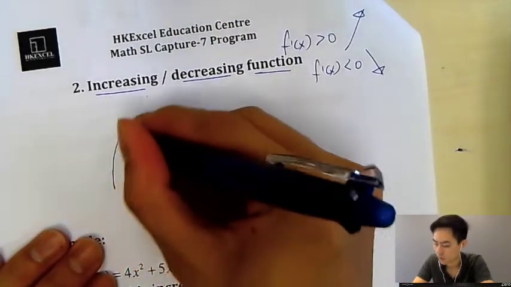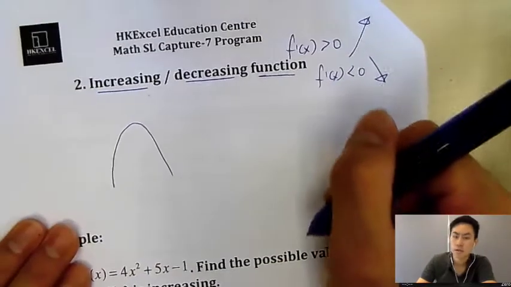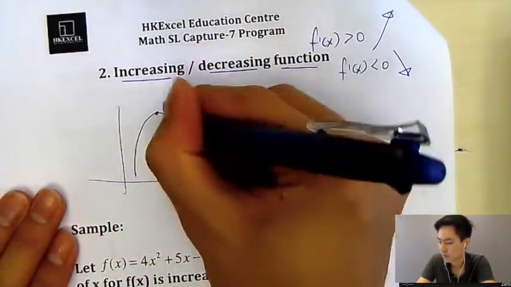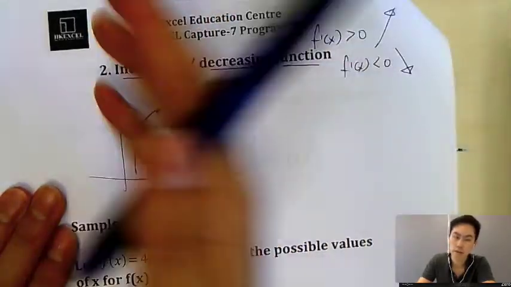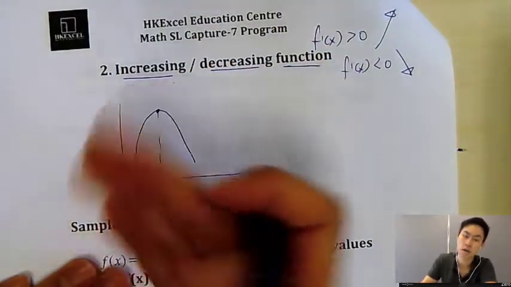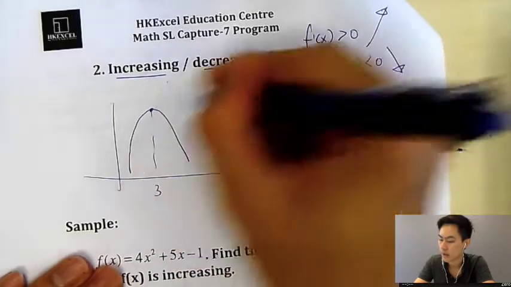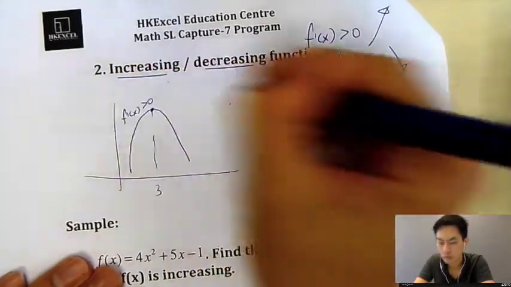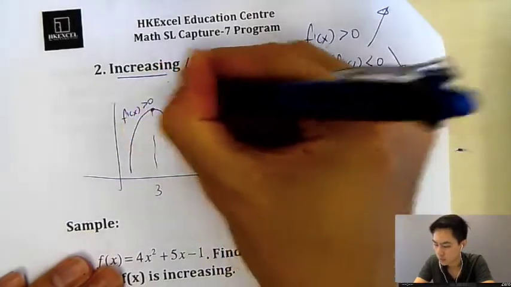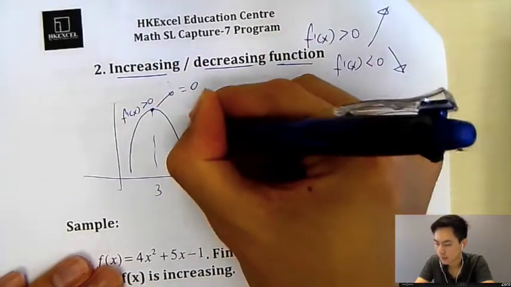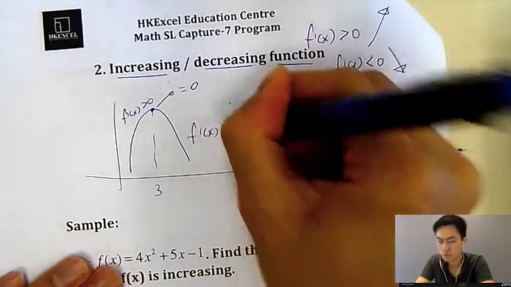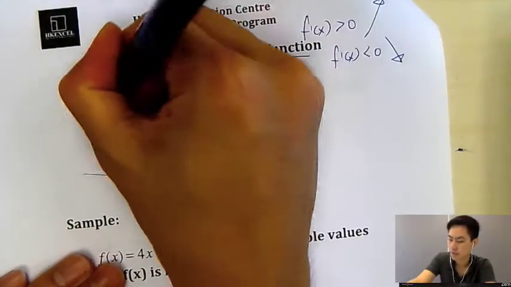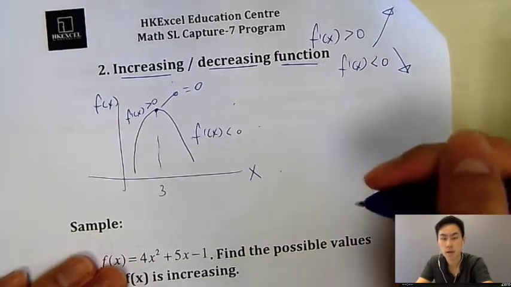So let me draw a graph right now. Let's say this one is point x equals 3. Before x equals 3, it is always going up, right? So f'(x) must be bigger than 0. And then at this point f'(x) is 0, and after this point f'(x) is smaller than 0. So going up, 0, and then going down. The y-axis here is f(x) and this is x.